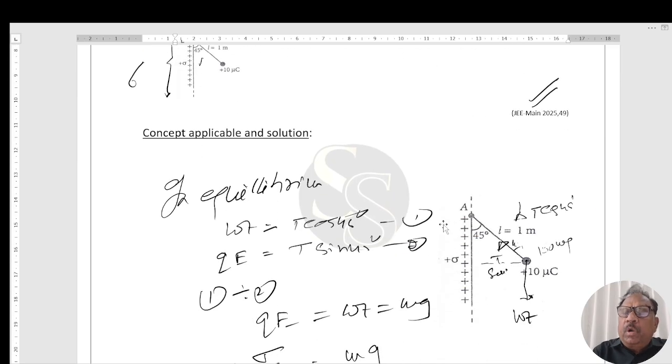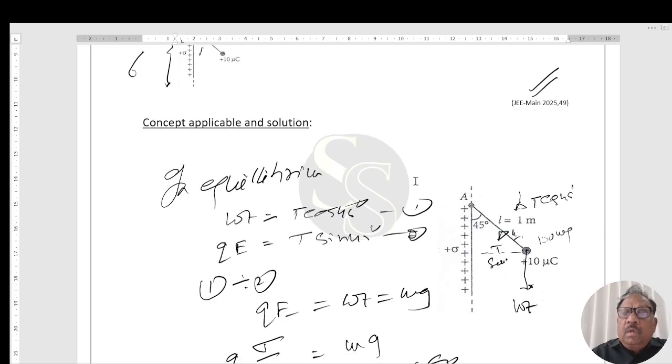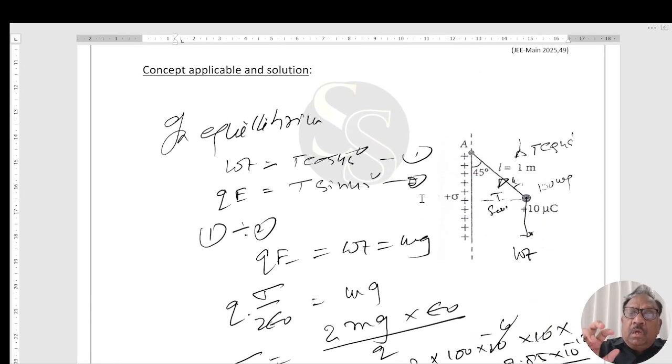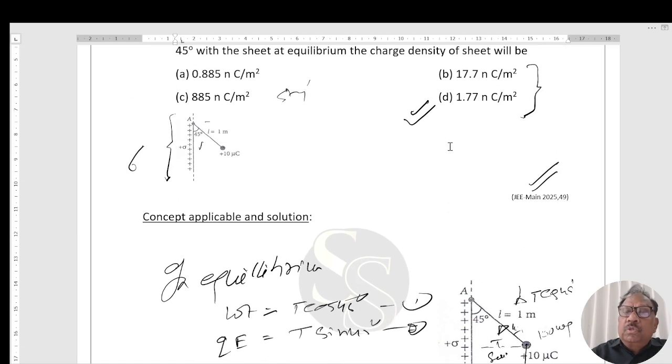Simple concept of free body diagram. At equilibrium, weight is equal to this component of tension, or repulsive force equal to this component of tension. Right? Equate that and find the answer. Main thing is the calculation work is very strong. Should be very, very strong to conclude the questions in JEE Main or JEE Advanced. Right? Next question.